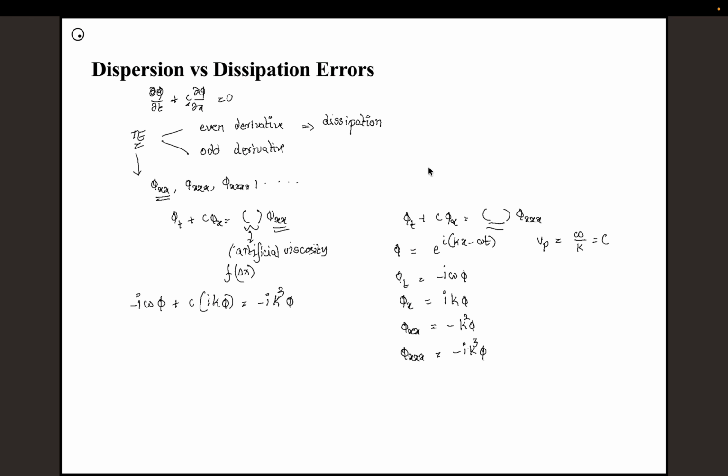We want a non-trivial solution, so we have minus omega plus ck equals minus k cube. If I write this as ck plus k cube equals omega, or in other words, Vp, my phase velocity, omega by k, is c plus something. I want this term to be 0, but instead of being 0, I get some additional quantity, which is a function of wave number.